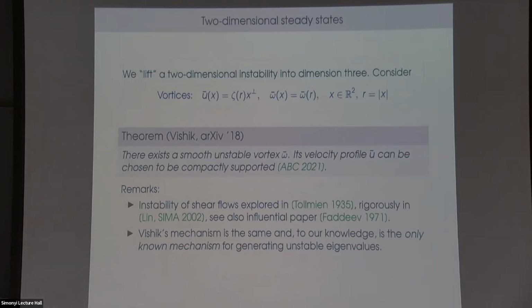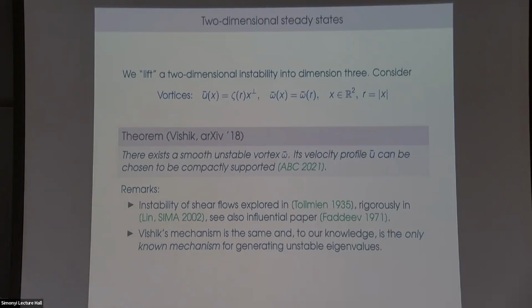So we can reduce the problem to a question about unstable steady states of 3D Euler. Two-dimensional steady states of Euler are much better understood. Let's start with those. There's an explicit class, the class of so-called vortices. And these are simply velocity fields whose action is to kind of swirl you around the origin. And how much you're getting swirled around the origin depends on how far you are from the origin. So these are vortices.